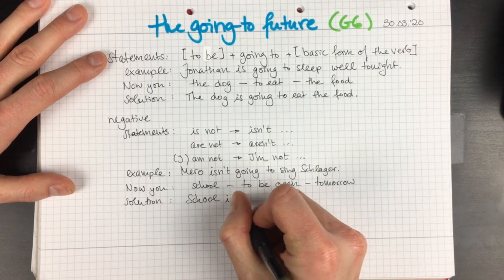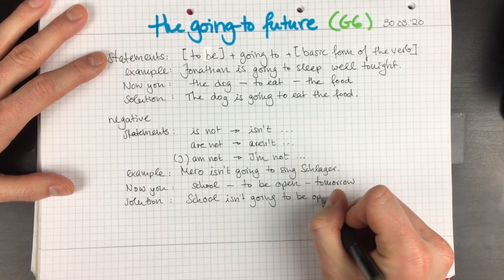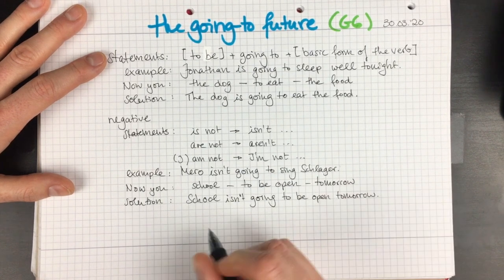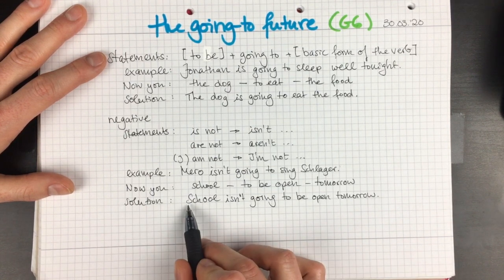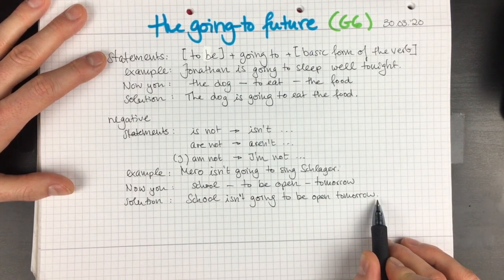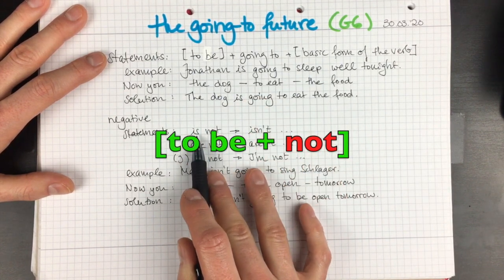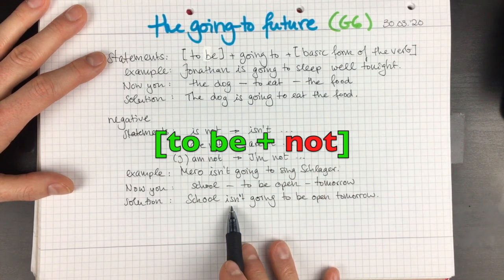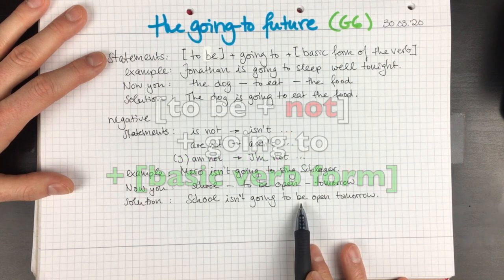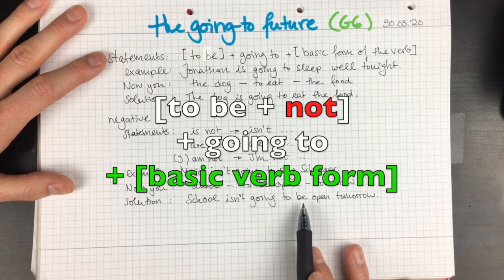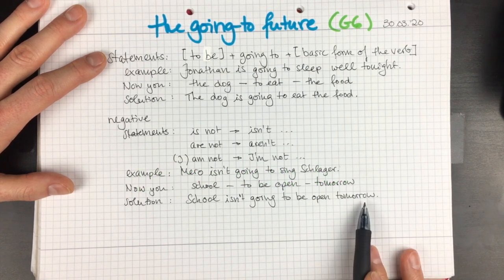School isn't going to be open. Careful, in English you don't say the school, you just say school. Don't forget the capital S, don't forget the period at the end of the sentence. And what did I do here? So I have the form of to be, I turned it into the negative form, isn't, which is this. I have going to in the middle, and I have be, or be open, as the verb, basic form. I didn't change anything, and then the rest of the sentence.